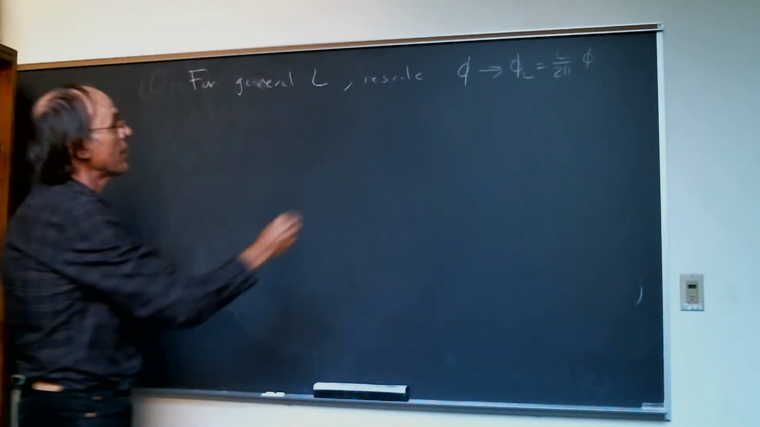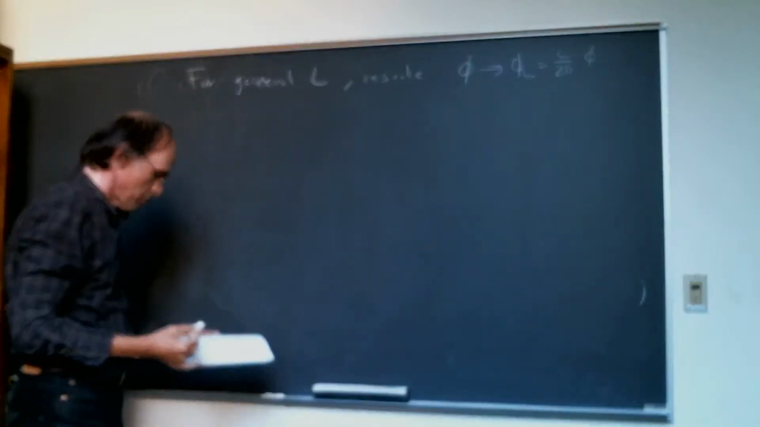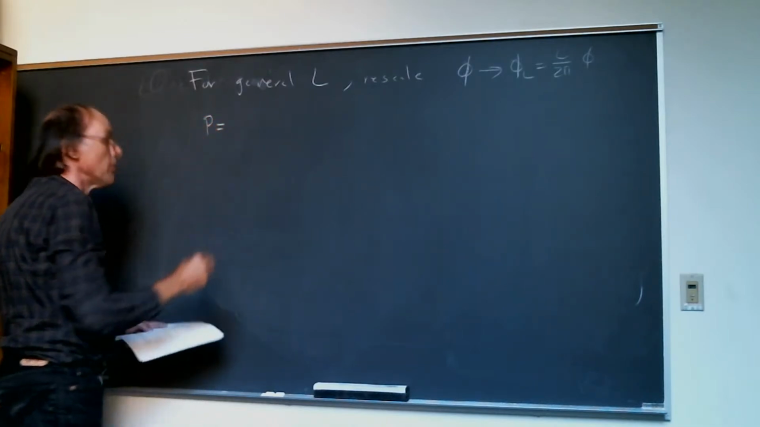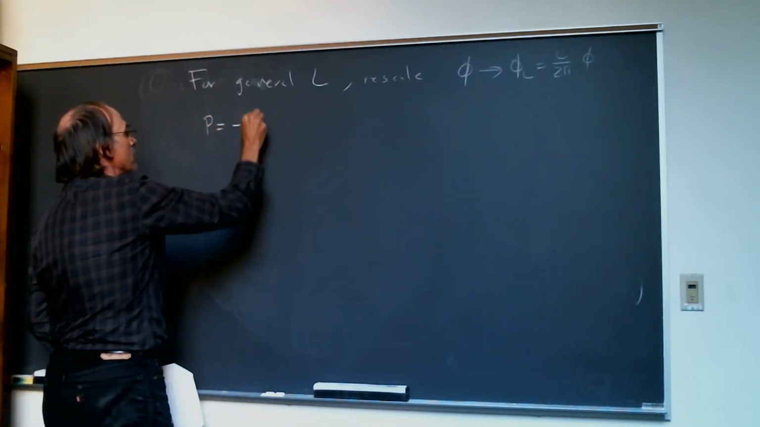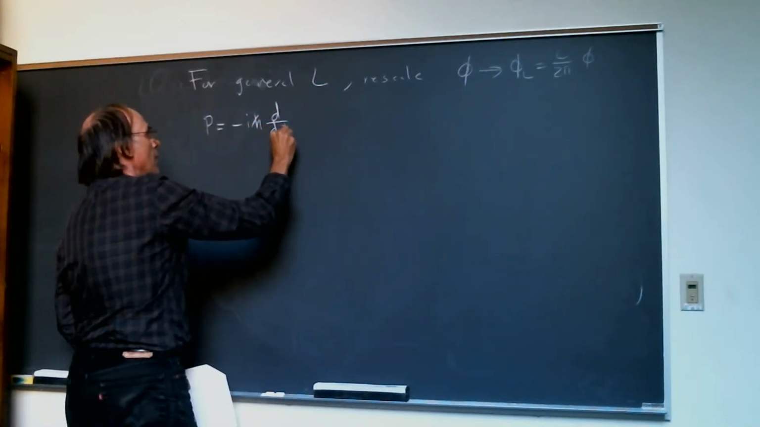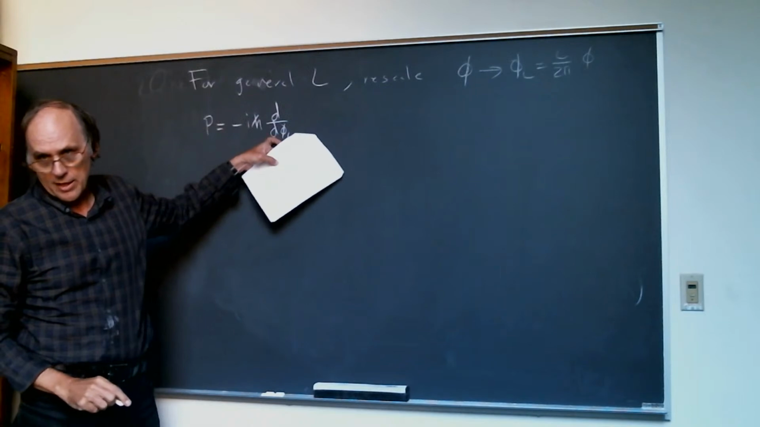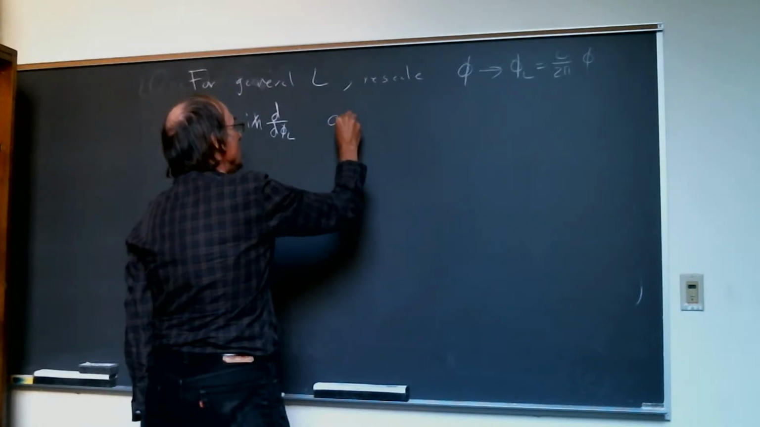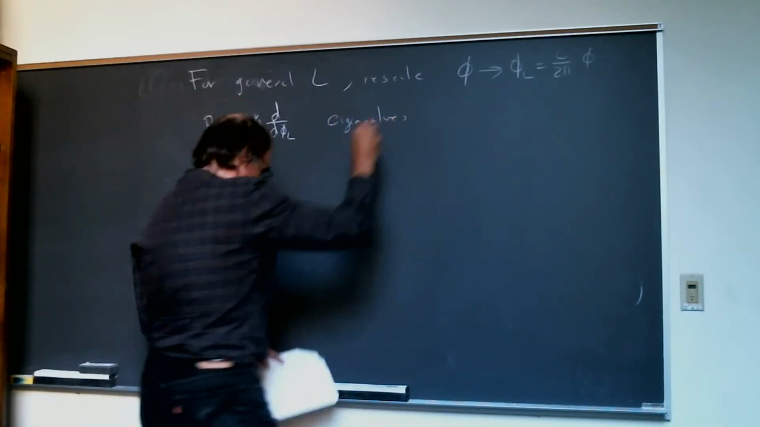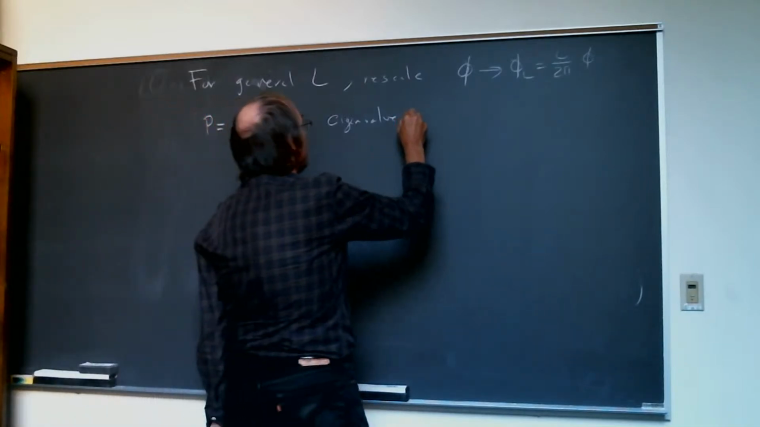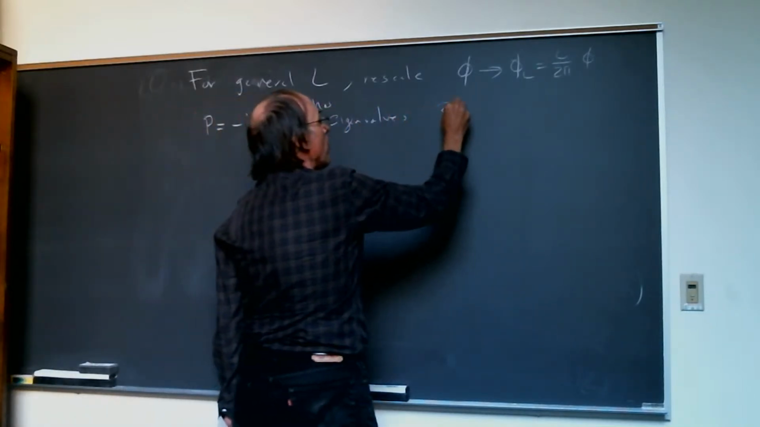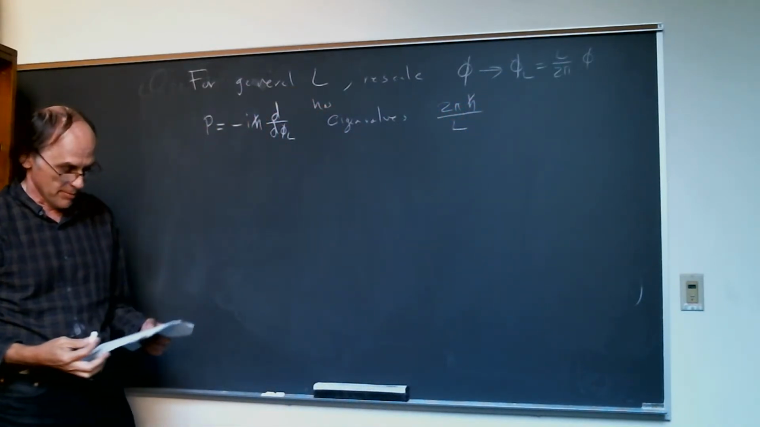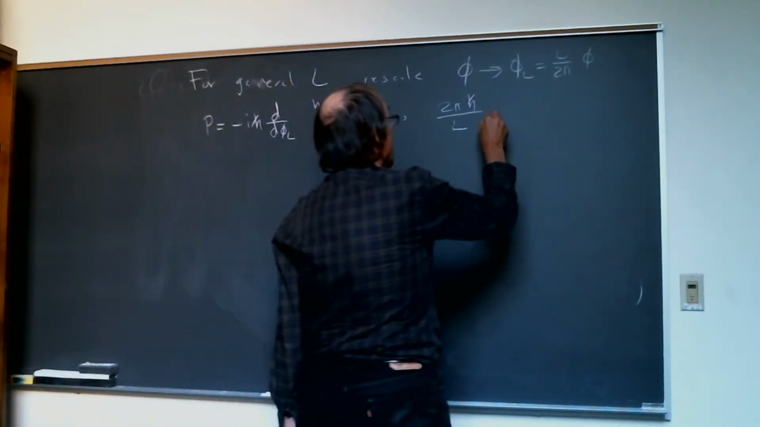Anyway, then you're going to have your momentum operator P is equal to minus i h bar d/dq phi. If I use the rescaled phi, then it will have eigenvalues 2 pi h bar over L times n.